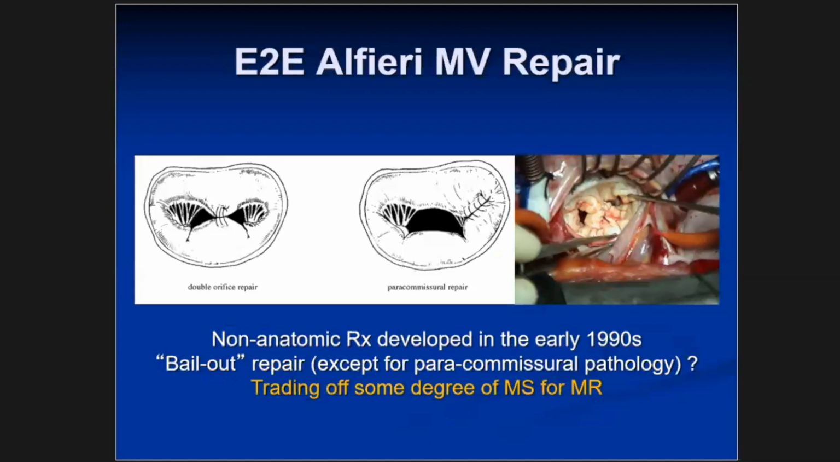So we talked about the edge-to-edge repair. This was developed by a surgeon by the name of Alfieri in Milan, Italy. And the idea was that you can attach the anterior and posterior leaflets together with a suture. That is, to me, a secondary repair.